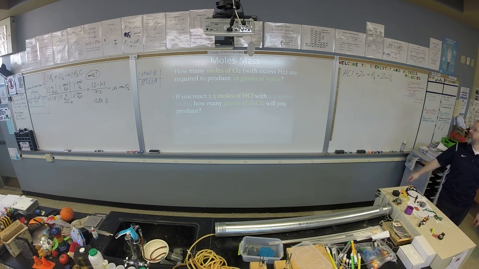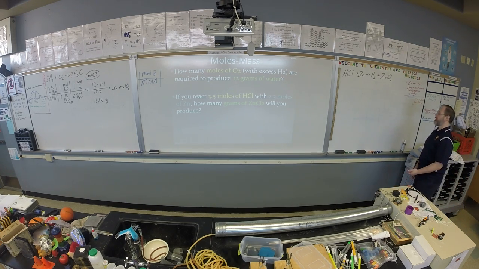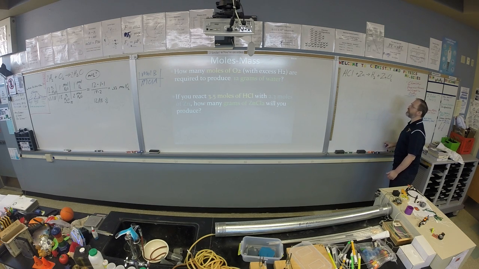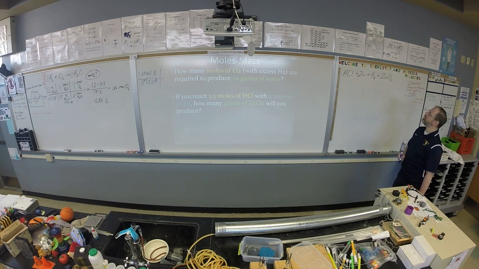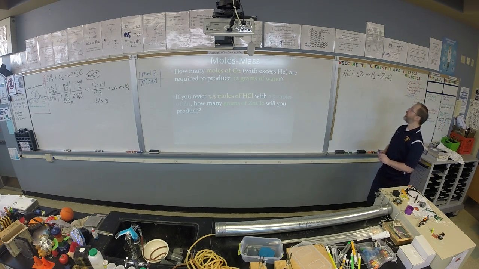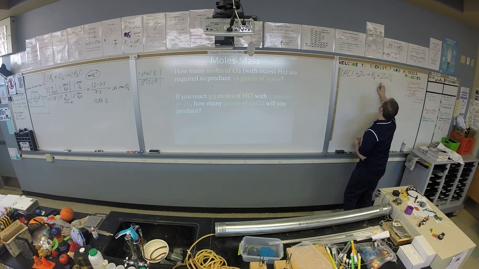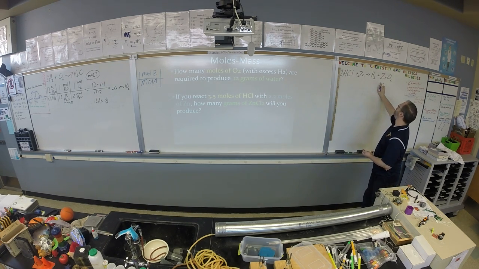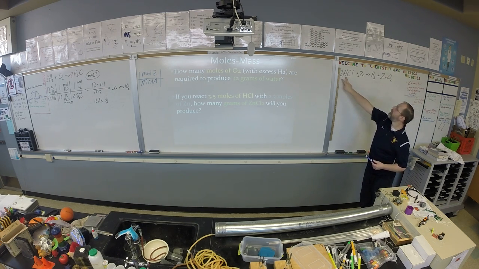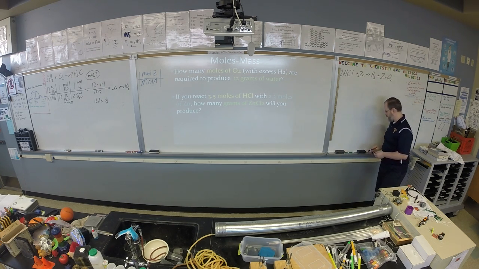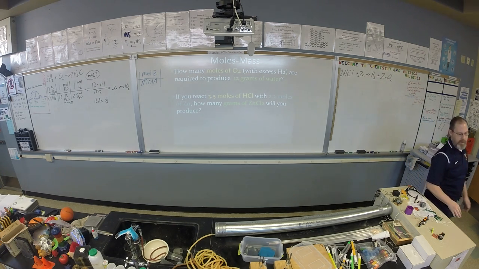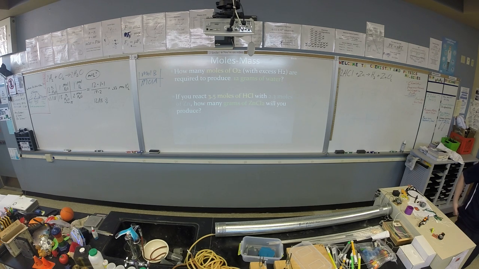All right, so is this a balanced chemical equation? Not yet. If you were to balance it, how would you balance it? 2, 1, 1, 2. Let's see if we're right. 2 hydrogens, 2 hydrogens, 2 chlorines, 2 chlorines, 1 zinc, 1 zinc. Perfect. All right. So, how would we start this exercise?